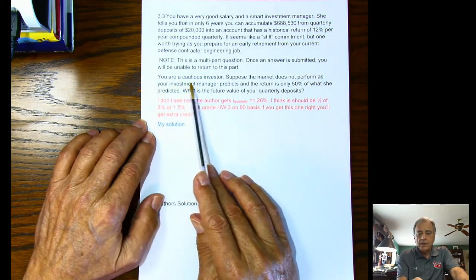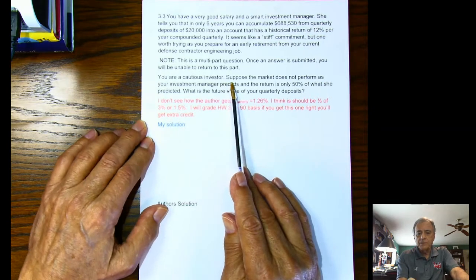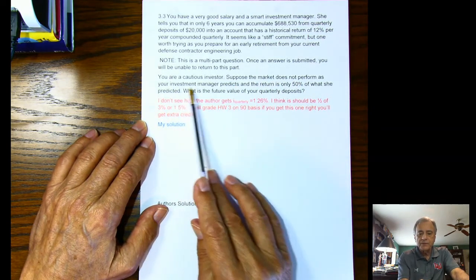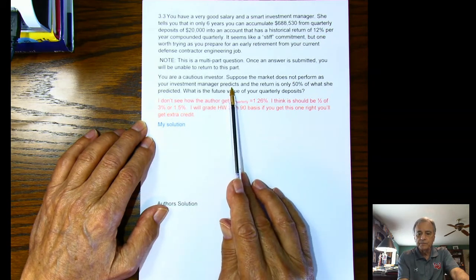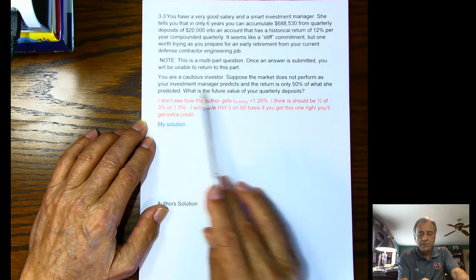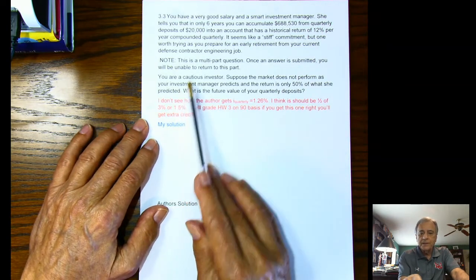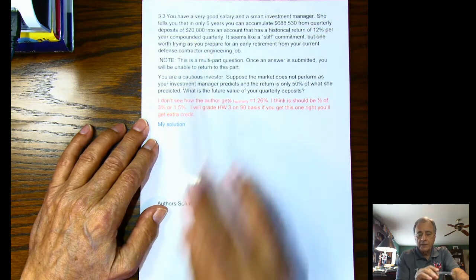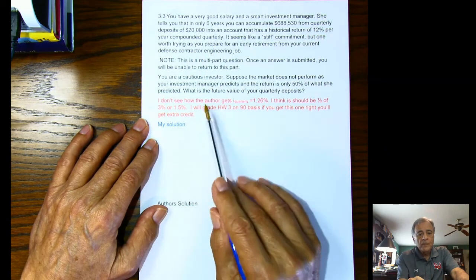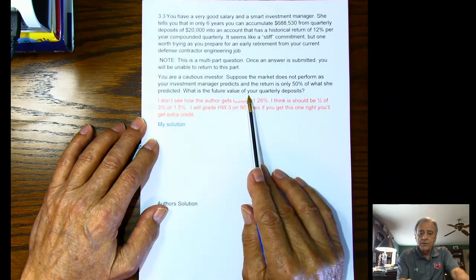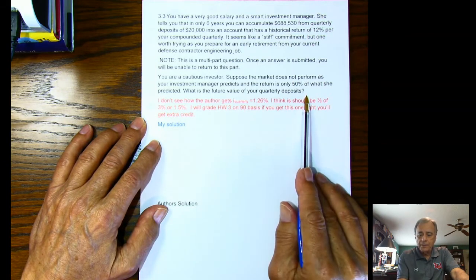You are a cautious investor. Suppose the market does not perform as your investment manager predicts, and the return is only 50% of what she predicted. Now, she predicted 12% per year compounded quarterly. Now, what is the future value of your quarterly deposits?